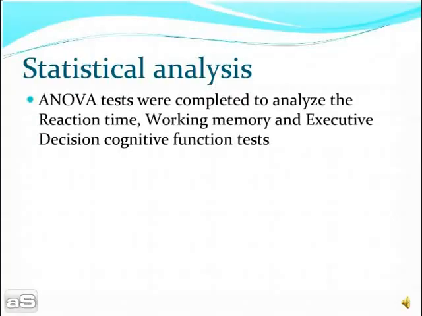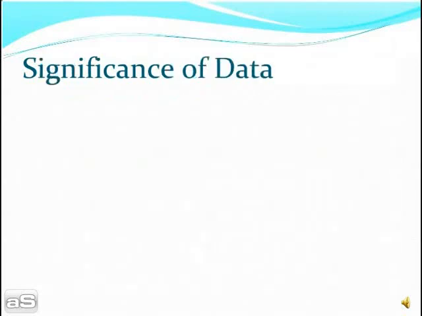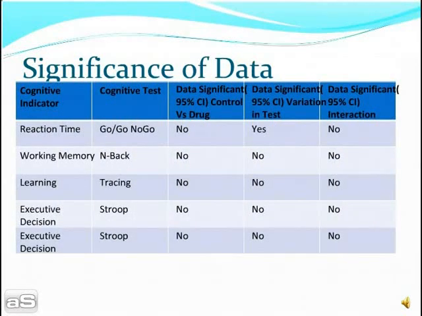ANOVA tests were completed to analyze the results of the reaction time, working memory, and executive functions. A t-test was used to analyze the learning time. It can be seen from the data that there was no significant difference between the control and drug conditions for any of the cognitive tests. In one case, there was a significant difference between the 2 variants in the test. The subjects on average reacted slower during the go-no-go test than the go test.